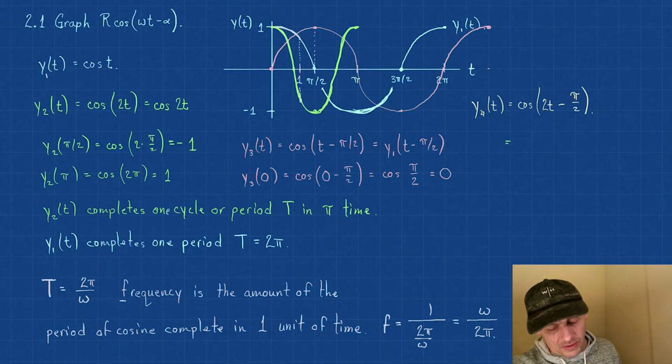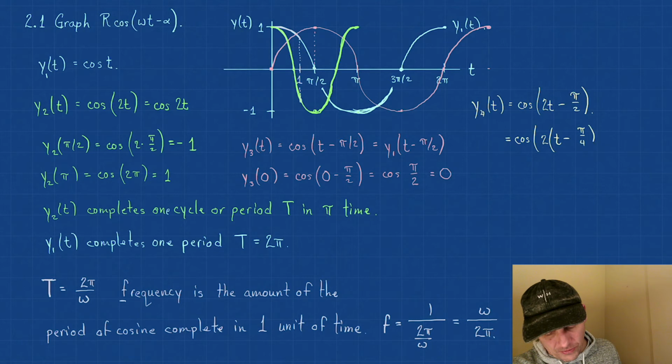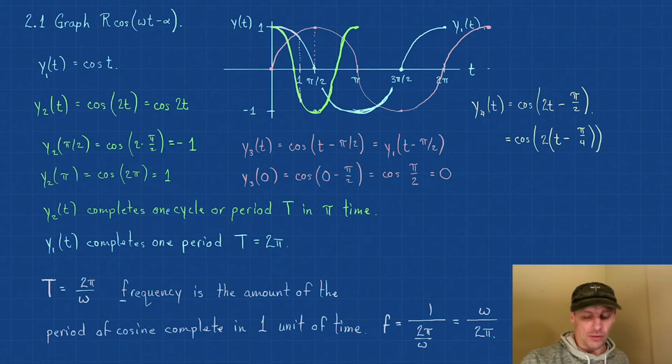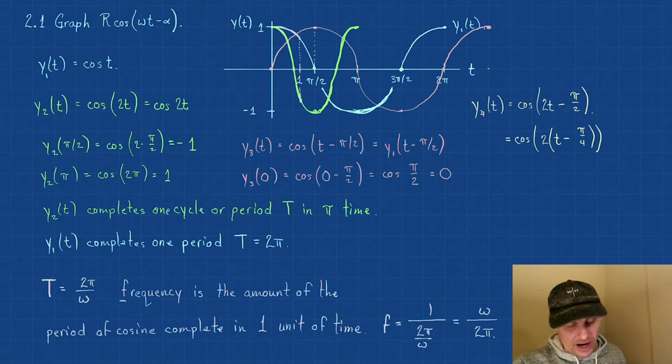And in order to make this work, what you need to do is write this as the cosine of 2, then you factor a 2 out. So this becomes t minus pi over 4. That's the actual shift that we're looking at. So if we look at our green graph, that was what we were working on. This green graph is now shifted. It shifted everything about it.